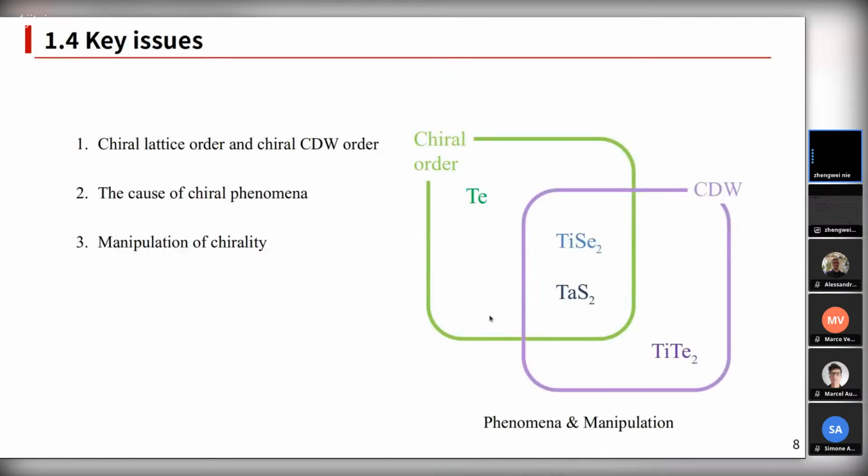My research topic is chiral order in charge density waves. As I have mentioned before, there are some materials that have intrinsic chiral lattice order, such as tellurium, and there are also some other materials that are not chiral by themselves, but can become chiral with the help of charge density wave transitions, like TiSe2 and TaS2.